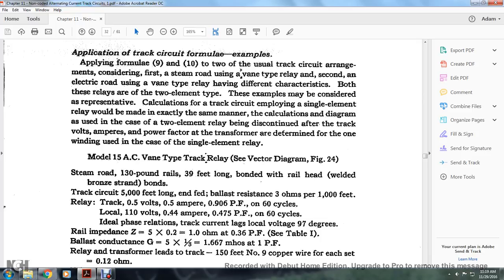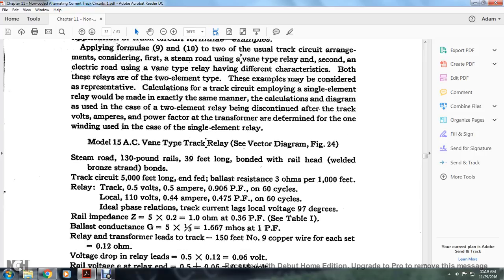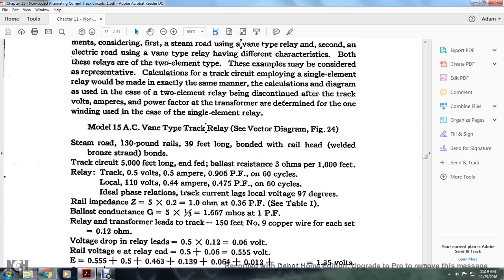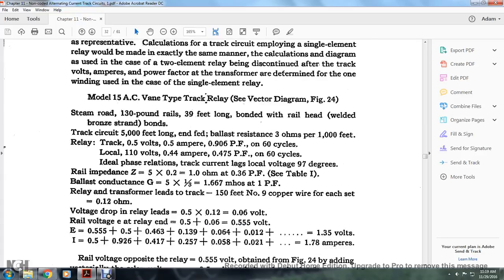0.475 PF on a 60 cycle, ideal phase relation for the track lag locals with the voltage 97 degrees. The rail impedance Z equals 5 times 0.2 equals 1 ohm at 0.36 PF. In table 1, ballast conductance G equals 5 times 1 times 1/3, equal to 1.667 mho, at 1 PF. The relay transformer lead tracks 150 feet, number 6 copper wires for each, of the set of 1200s of an ohm.